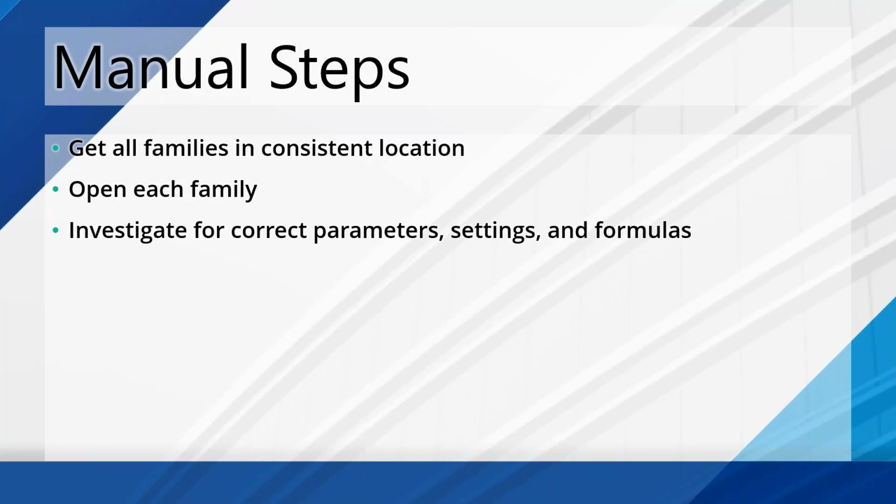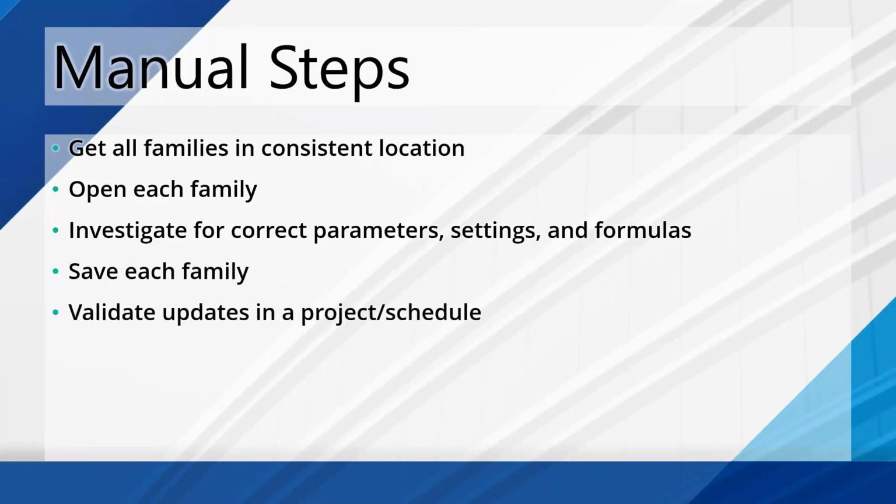And then after we've made modifications, because we will be making changes, we have to save each family and later validate that these updates are correct in a project within a schedule. So that all takes time, and opening each family, investigating and correcting the parameter settings and formulas is where the biggest time crunch comes from. That's where that half hour per family comes from. Getting the families in the first place, we didn't even quantify that. Saving each family and validating, we didn't quantify that either in this step. We just talked about this one thing here, but I'm going to talk today about automating quite a lot of this in a big way.